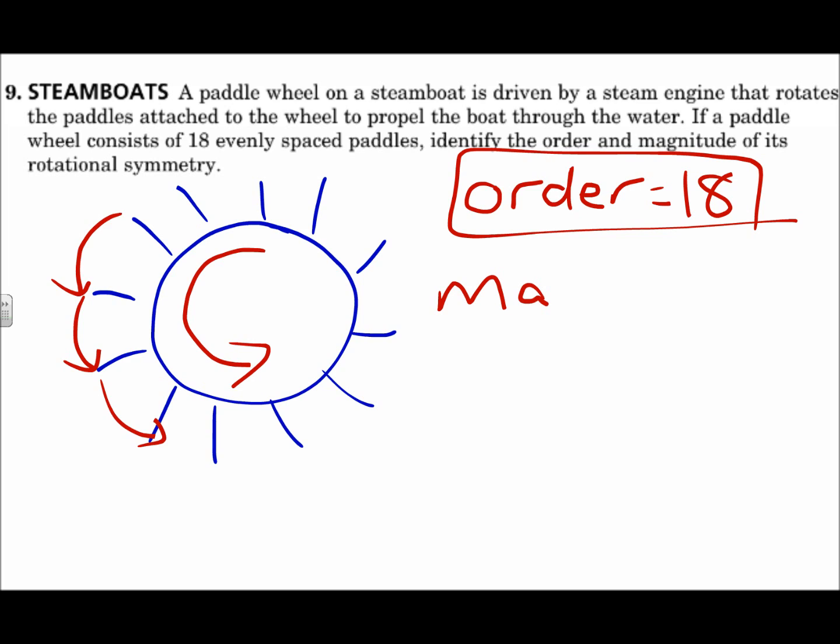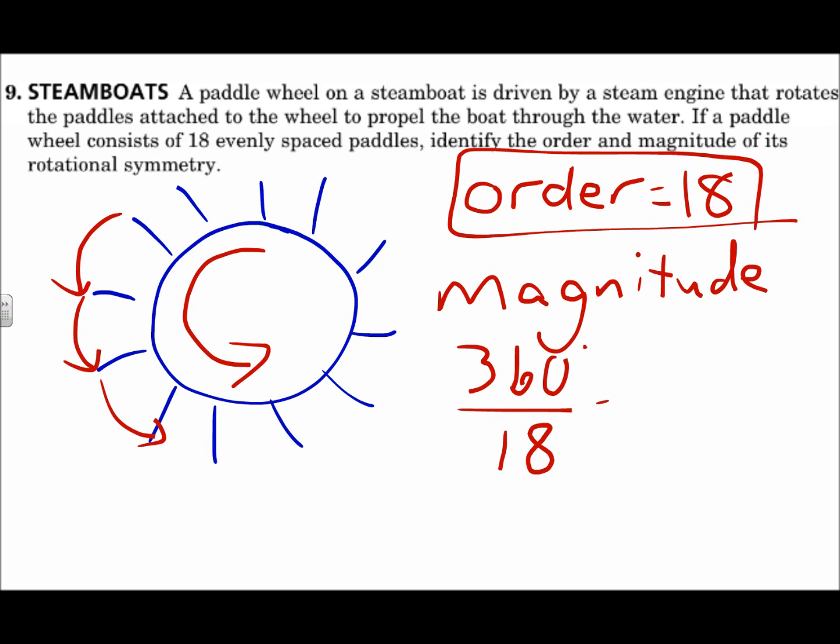The magnitude is how many degrees you turn this between each mapping, and that is found by 360 divided by the order. The order is 18, and that's 20 degrees. So the order is 18 and the magnitude is 20 degrees. Remember, each time the magnitude is 360 divided by the order.